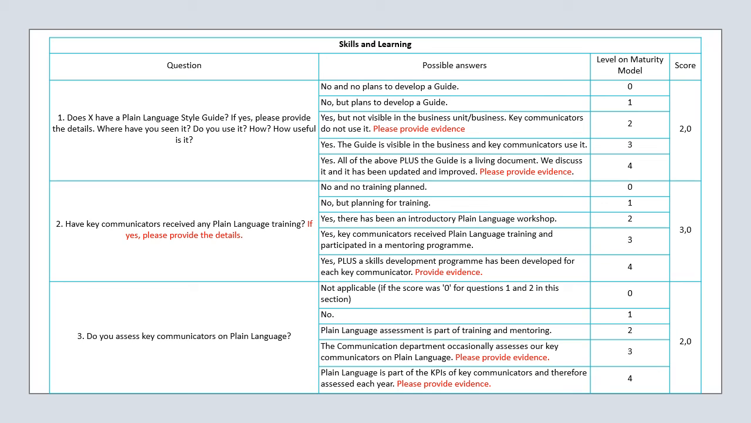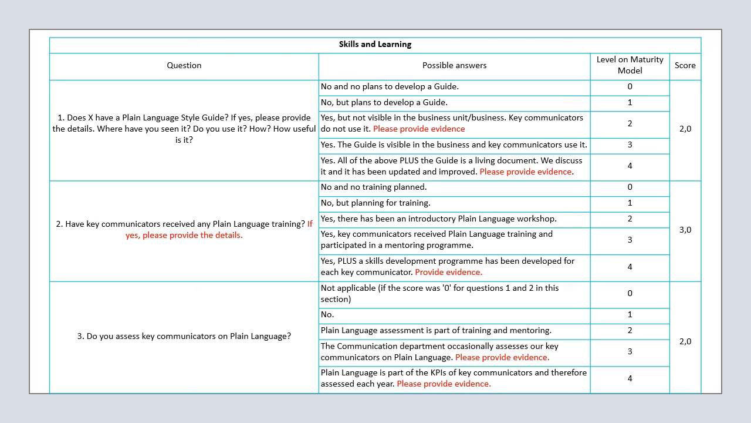The second question there is, have key communicators received any plain language training? If yes, please provide the details. Again, in the second column, there are some possible answers ranging from no and there's no training planned to yes. Plus, there's also a skills development program that has been developed for each individual key communicator. And then you would ask for the evidence. That would put that department or that individual or the organization at a level 4 on the maturity model, which would also be the score.